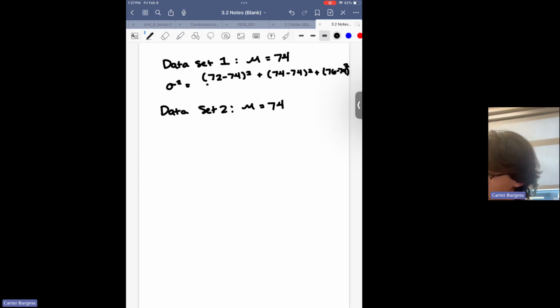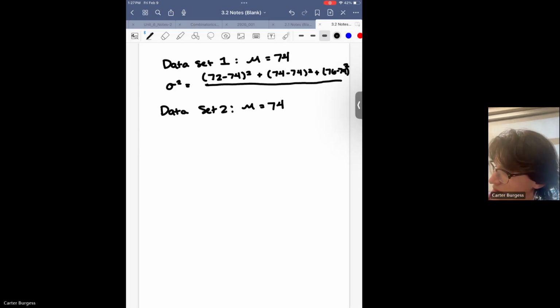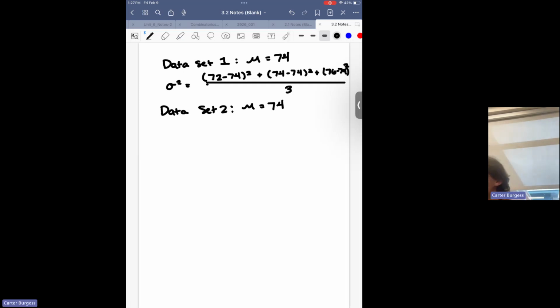And what am I doing to this? To take the average, divide by 3. 72 minus 74 is -2. Squared is 4. 74 minus 74 squared is 0. And then 76 minus 74 squared is another 4. 8 over 3 is 2.3 repeating.